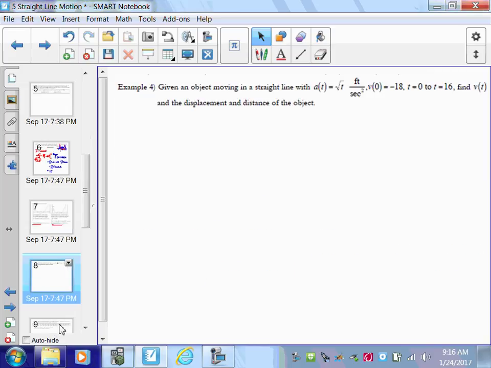Here we go. We know that an object moving in a straight line has an acceleration of square root of t in feet per second squared. The velocity at time 0 is negative 18. T is 0 to 16. Find the velocity and displacement and distance. Three things. All right, let's do it. Velocity.